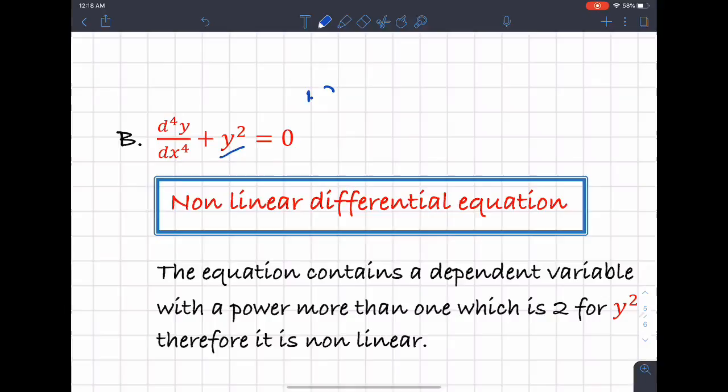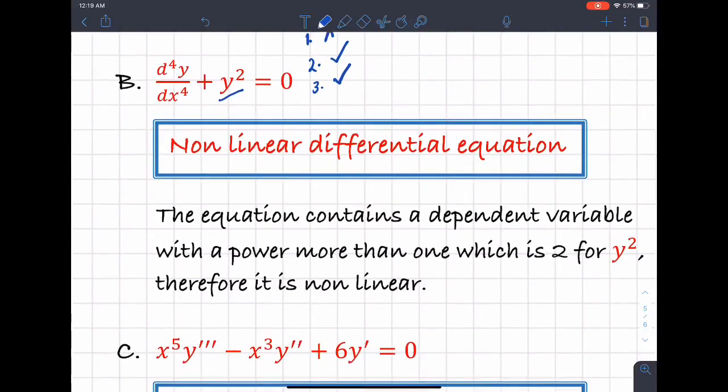So on our first criterion, it already fails, making it a nonlinear differential equation. Although for our second criterion, there are no transcendental functions, so that would be okay. And the third one, there is no product of the dependent variable and our derivative, so that would still be fine. But it already fails on our first criterion, wherein the power of our derivative should be 1, together with the dependent variable being 1 as well. So making it a nonlinear differential equation.